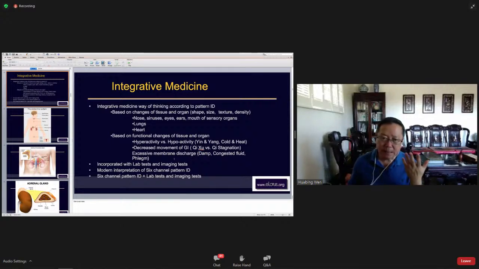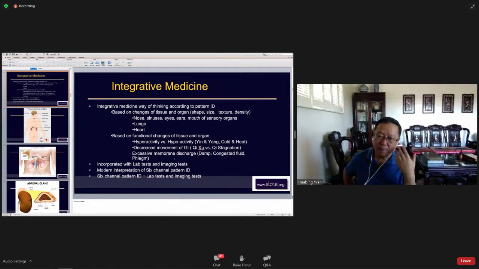So the second part is based on functional change of tissue and organ, hyperactivity versus hypoactivity. So the nerves are too excited, fire, burning sensation. Nerves are too slow, numbness, no feeling in the bottom of the foot, neuropathy, just like deficiency, right? It's that type. Decreased movement of GI tract, qi, right? Talking about the fu qi, it can be fu qi stagnation, can be fu qi deficiency.